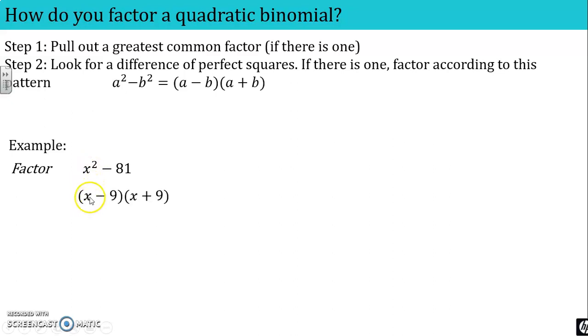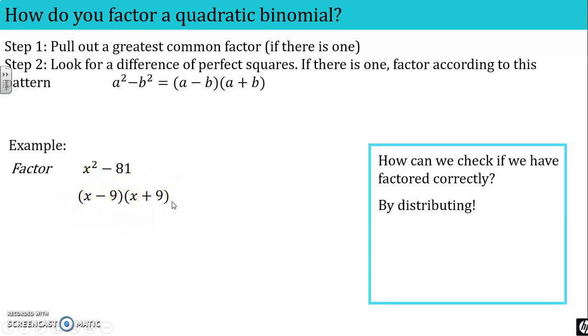It is square root of the first term, so the square root of x squared is x, minus the square root of the second term, so 9. And then there's a second set of parentheses that's the exact same, but with a plus. So this would be my final answer. This is the factored form of this quadratic binomial. Final answer right here. I've rewritten it as a product. One term times a second term.